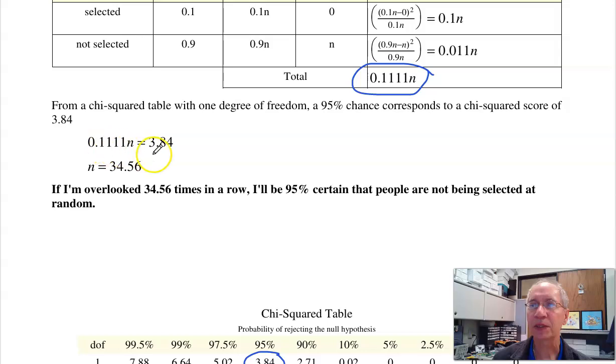So if I set this equal to 3.84, I can calculate n. Meaning, if I raise my hand and I'm not called on 34 times in a row, maybe round up to 35 times in a row, I can be 95% certain that something's up. This is not random. Which also kind of says that if I'm not called on 30 times in a row, that could still just be random. That's a chi-squared test. So that is test number 2 for ECE 376.